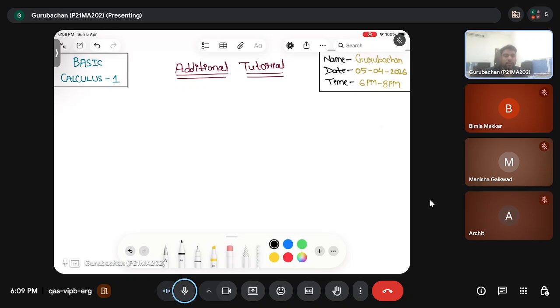In today's problem solving session, we do some more illustrations that are based on average value of a function and area between the curves specifically.